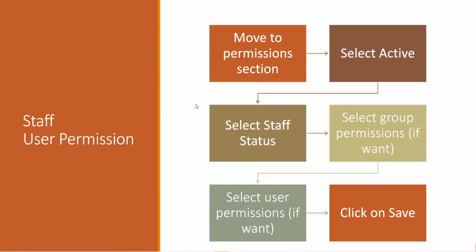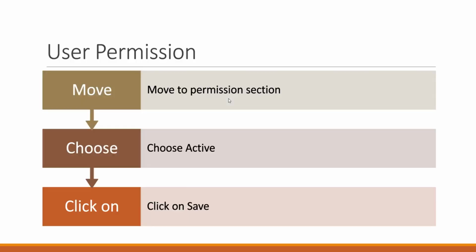So with this, we have learned to grant staff user permission. Now we will move one step further and learn to grant the user permission. These are the following steps which we have to follow for assigning the user permissions. I will show you with the help of an example.